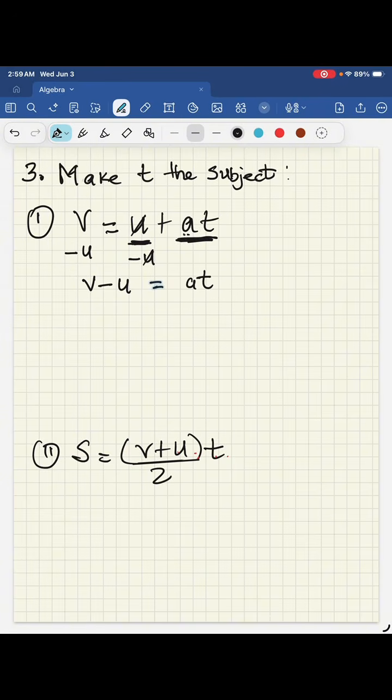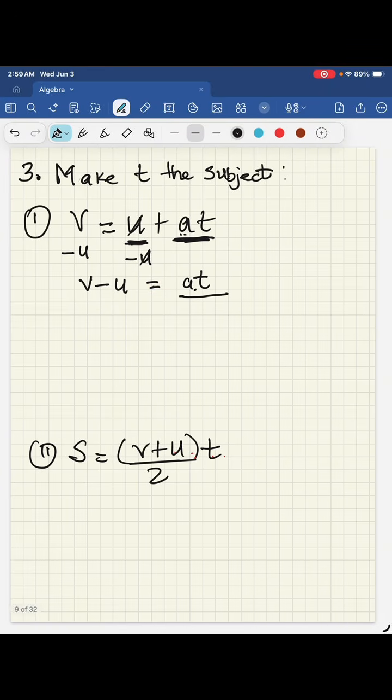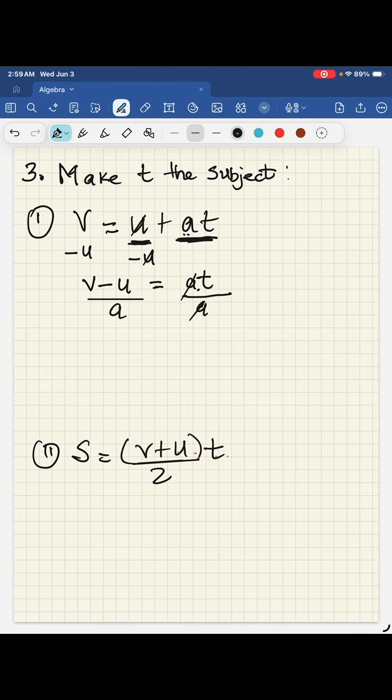Because we want to separate the t from a, and this is multiplication, we divide. Okay? We divide by a. So this and this goes. Your t is equal to v minus u divided by a. And that is your answer.